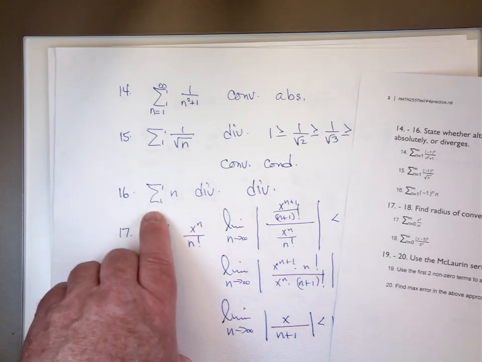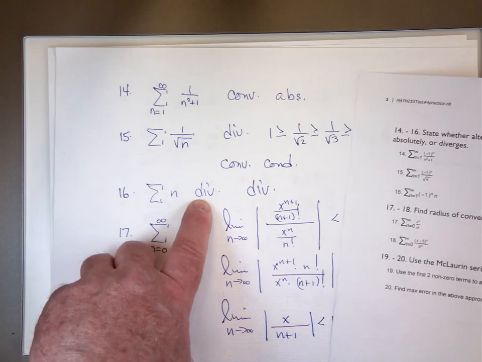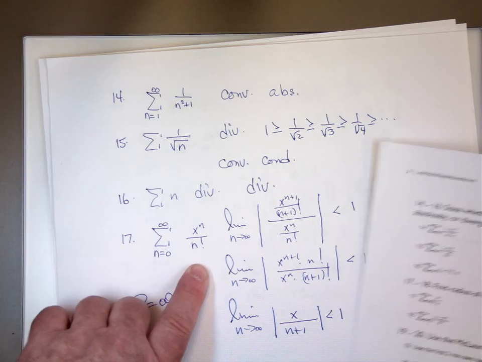And the last one, the nth term is not going to go to 0, causing the series to diverge. The series diverges. 17, you need a radius of convergence for the power series.